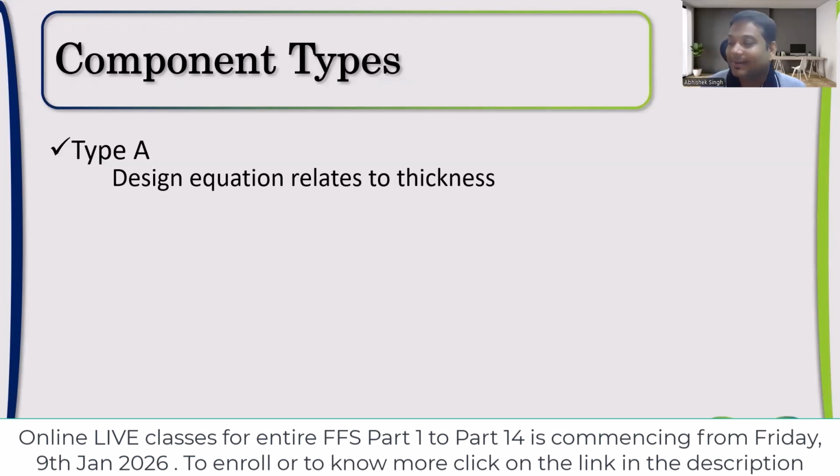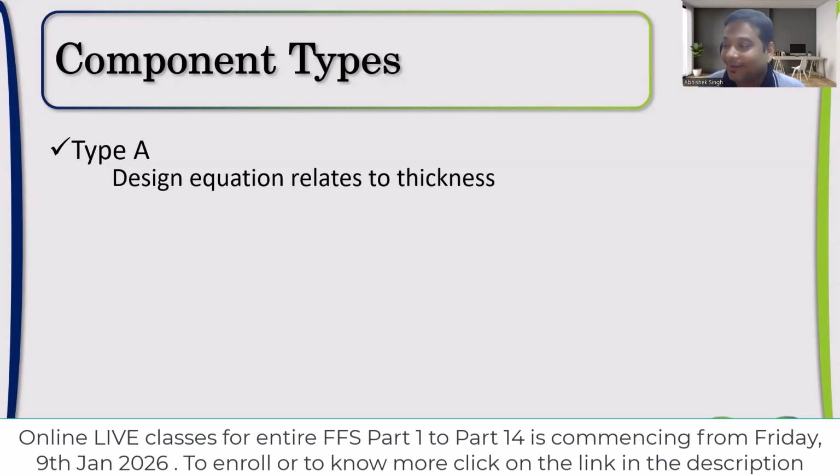You can write it down. H by D ratio, H is height, D is the diameter. So H by D ratio should be less than 3. Clear? If I am talking about only diameter, then the diameter also should be less than 3 meter. Bigger than 3 meter, I cannot qualify it as a type A. So my calculation is going to be a little bit more difficult. The stress prediction is going to be difficult. So I will not classify it as a type A.